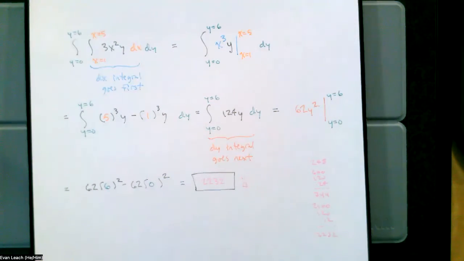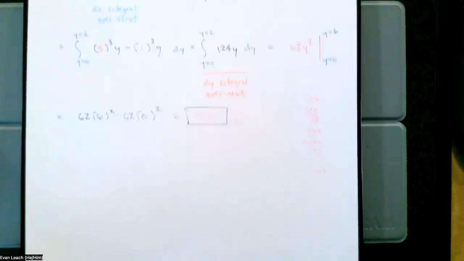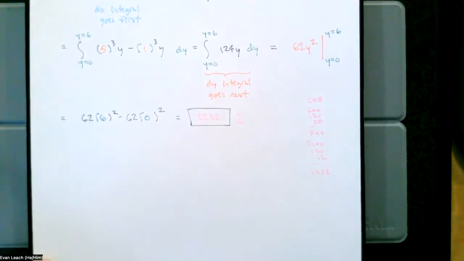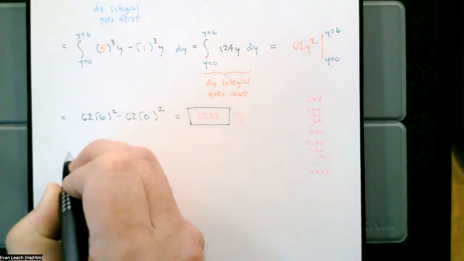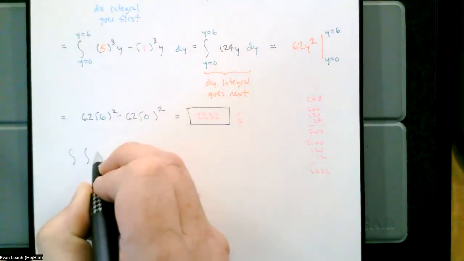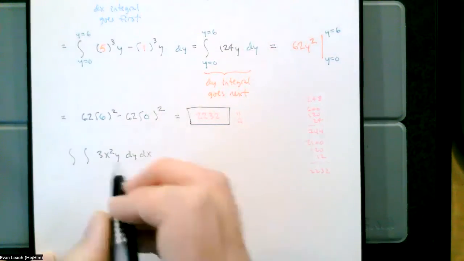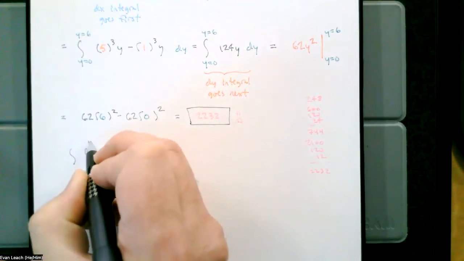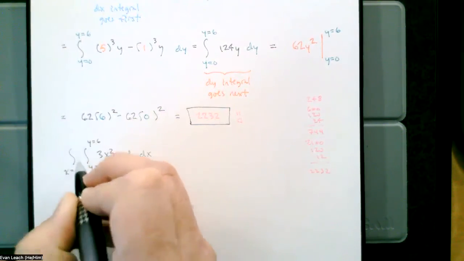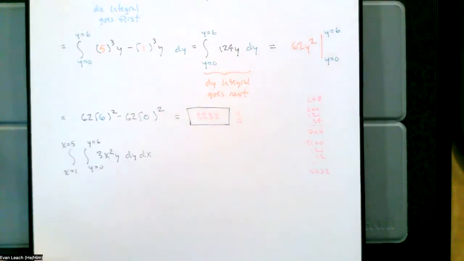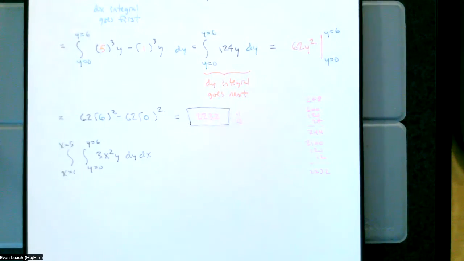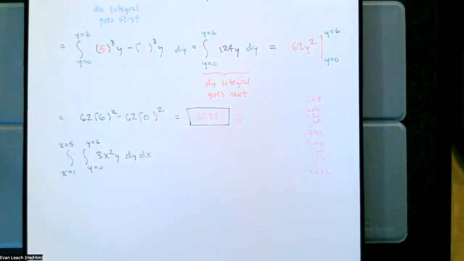Now the question is, are we going to get the same thing if we do the other integral? Let's find out. We have to do this to find out. So the integral 3x squared y dy dx. Now here we have y from 0 to 6 and x from 1 to 5. Now we're going to get different stuff in the interim, but it should work out the same after we do both.